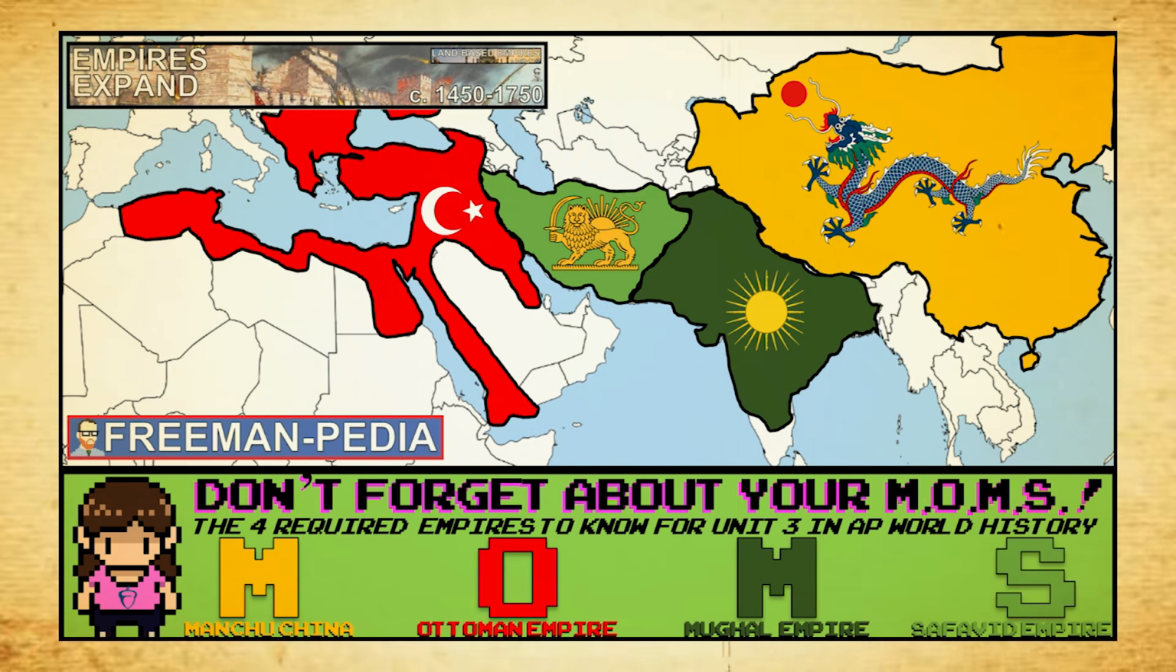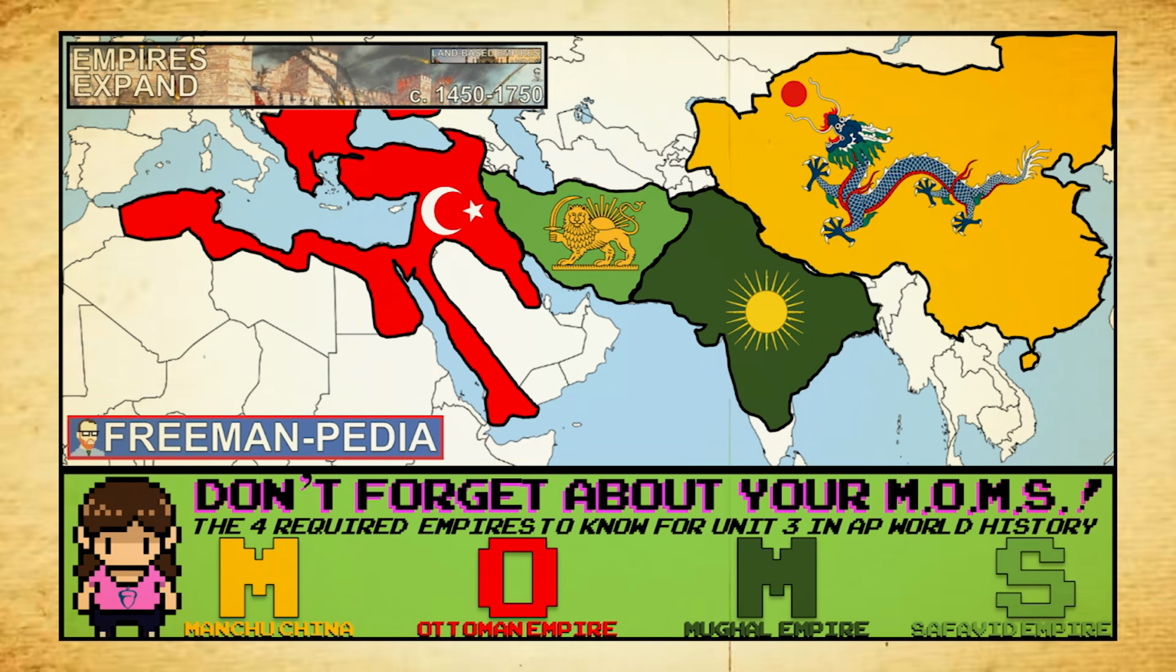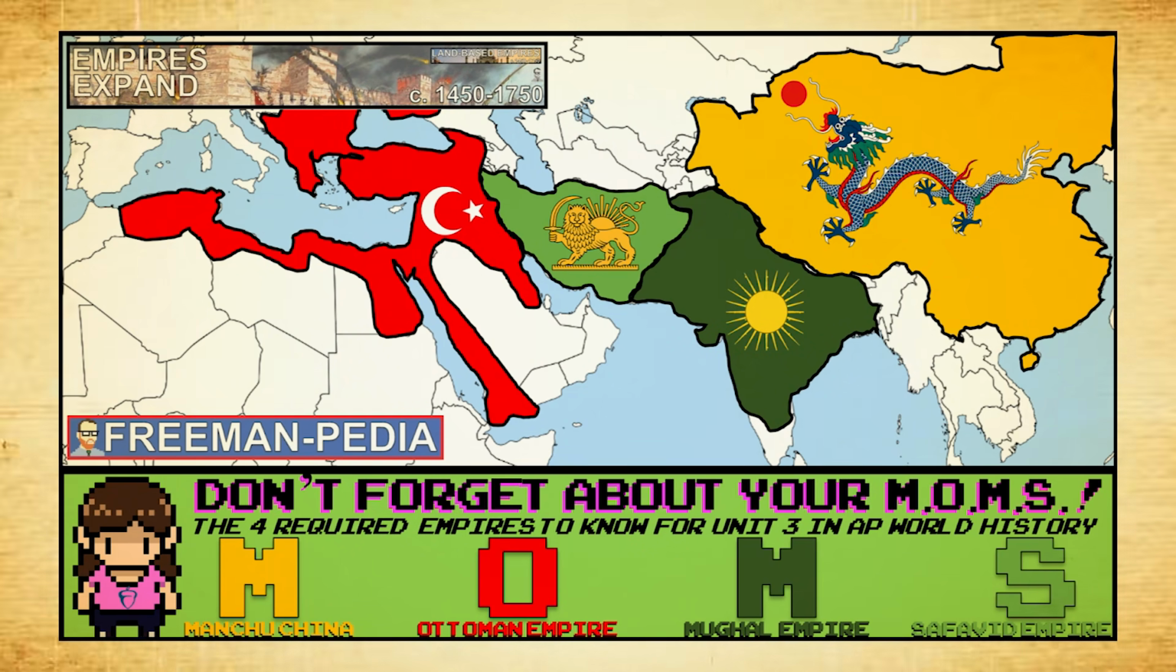All right, that was a big unit, and honestly, there are other land-based empires that aren't specifically named by the College Board, like the Incas, the Aztecs, the Songhai, even Tokugawa Japan. But if you stick with your moms, Manchus, Ottomans, Mughals, and Safavids, you should be good for the exam in May.